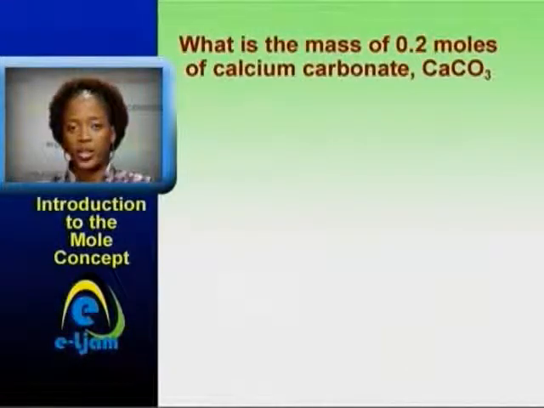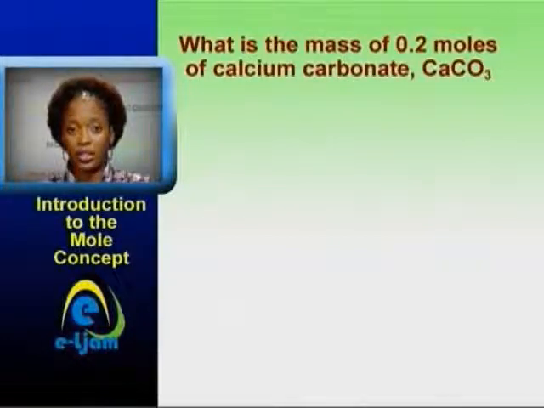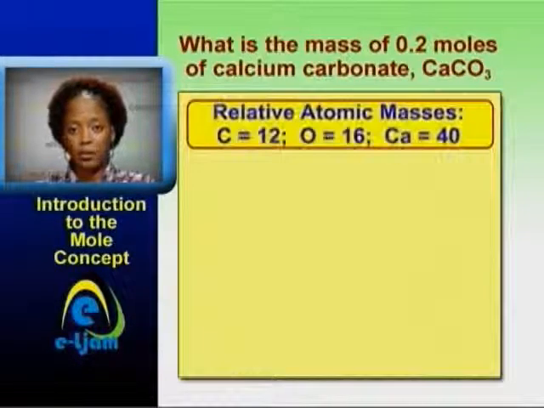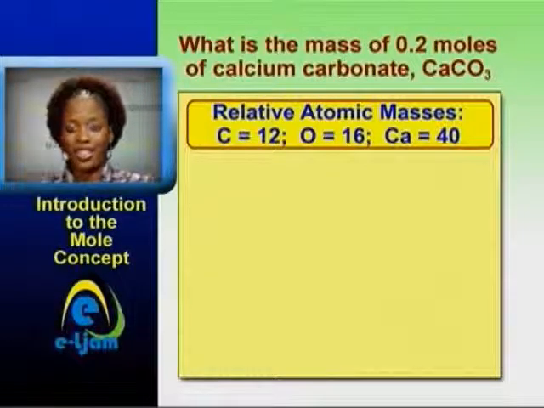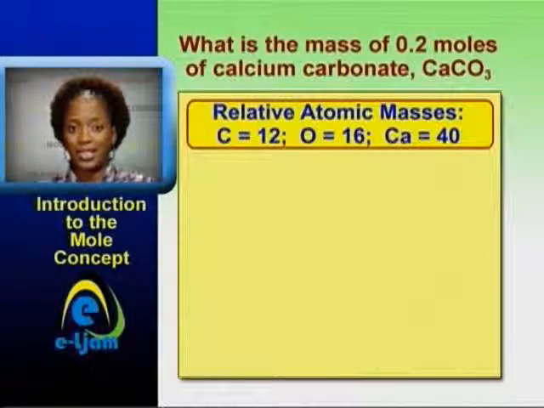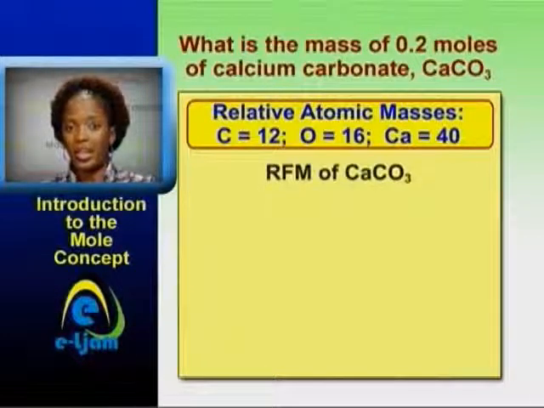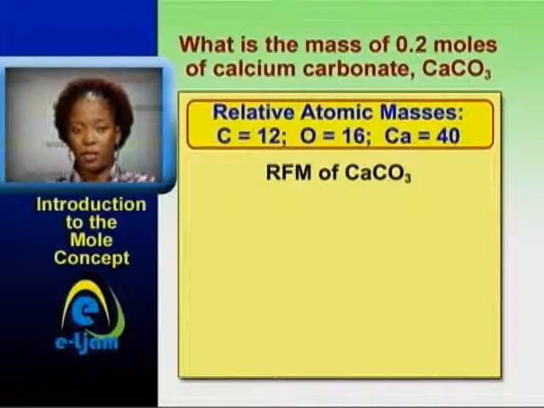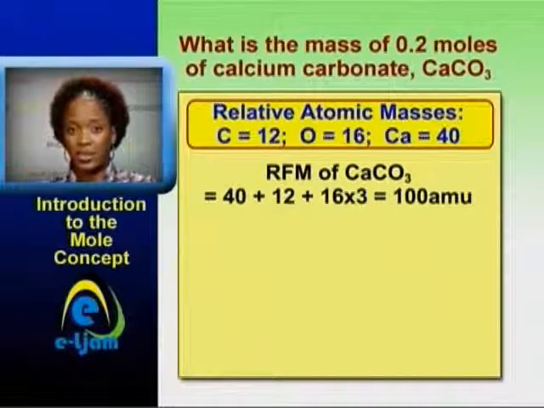Example 2. What is the mass of 0.2 moles of calcium carbonate? Relative atomic masses: carbon equals 12, oxygen equals 16, calcium equals 40. First, we calculate the RFM of calcium carbonate, which is equal to 40 plus 12 plus 3 times 16, which is equal to 100.